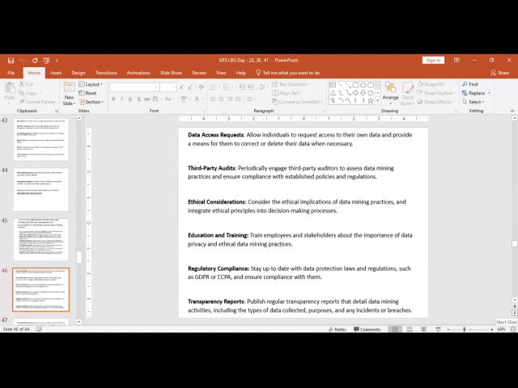Data access requests. Allow individuals to request access to their own data and provide a means for them to correct or delete their data when necessary. Third-party audits. Periodically engage third-party auditors to assess data mining practices and ensure compliance with established policies. Ethical considerations. You have to consider ethical implications of data mining practices and integrate ethical principles in their decision-making processes. Education and training. Train employees and stakeholders about the importance of data privacy and ethical data mining practices.